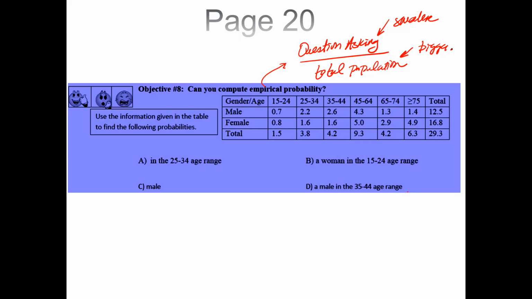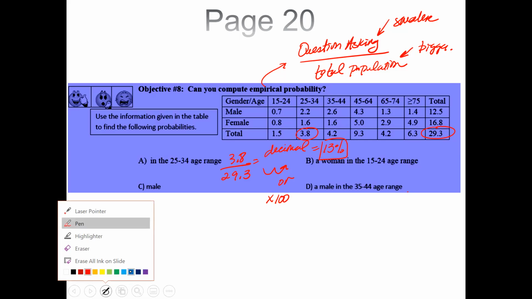All right, so with that said, if you take a look at the 25 to 34 age group, that will be 3.8. That's what the question is asking. Now, what is the total population? Well, the total population is going to be 29.3. So I'm going to divide this and multiply by 100. Once you get this into a decimal, you can either move 2 spaces to the right, or you could take your calculator and times it by 100. Either way, it will give you a percentage. So in this case, it is actually 13%.